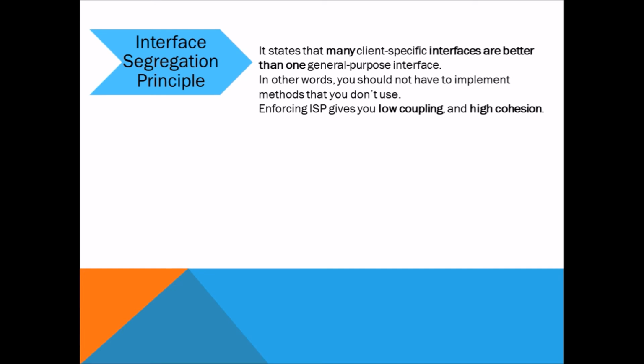Fourth is the Interface Segregation Principle. It states that many client-specific interfaces are better than one general-purpose interface. In other words, you should not have to implement methods that you don't use. Enforcing the Interface Segregation Principle gives you low coupling and high cohesion. Imagine your code consuming some big fat interface and having to recompile or deploy with annoying frequency because some method you don't even care about got a new signature.